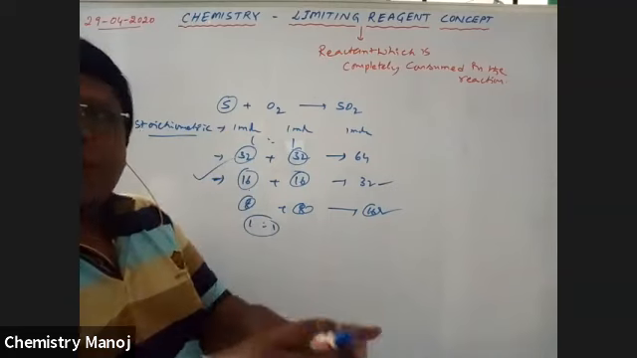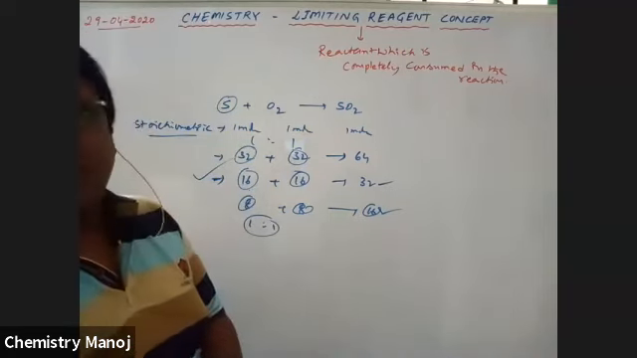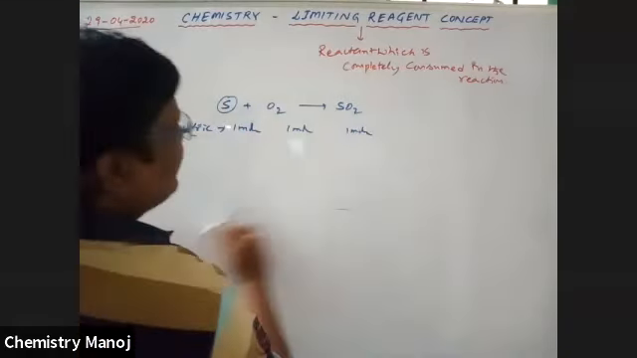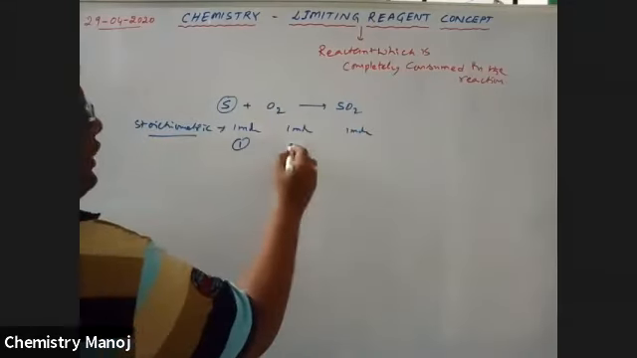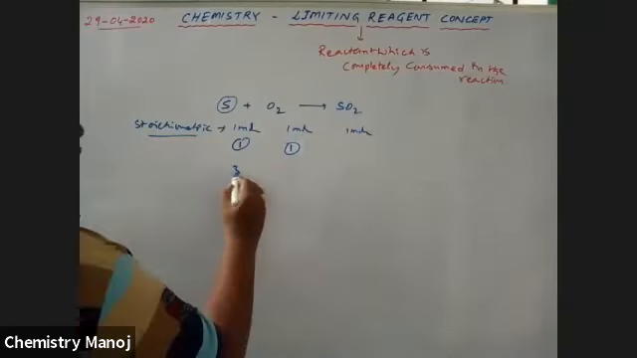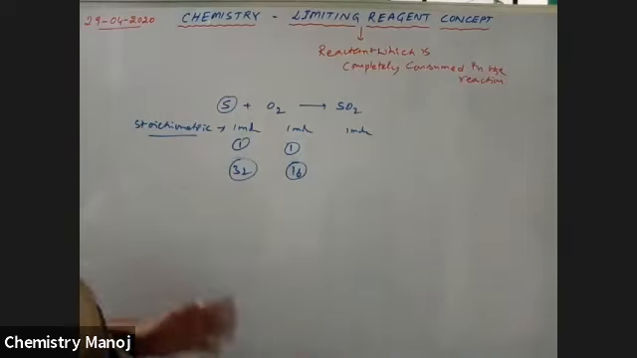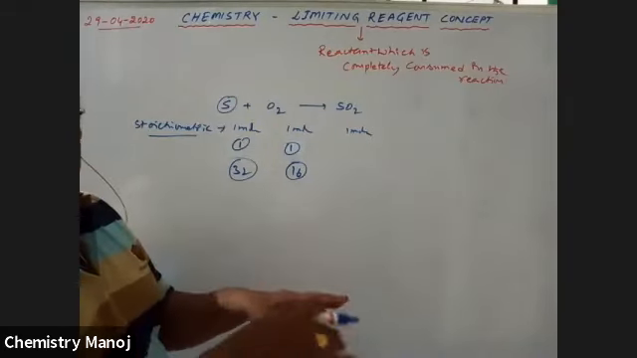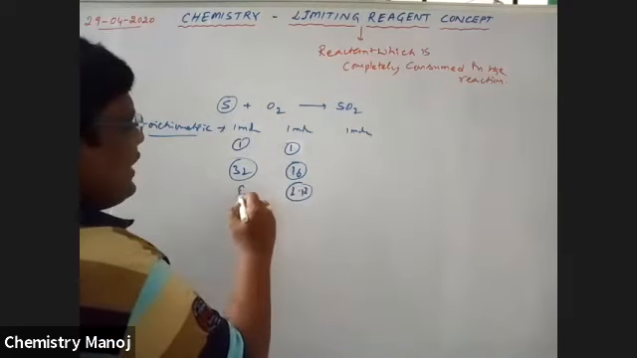If non-stoichiometric amounts are added, for example, the ratio of sulfur and oxygen is in the weight ratio 1:1, but now here 32 grams and here 16 grams are added. Is it stoichiometric or non-stoichiometric? Non-stoichiometric. Now, one is limiting reagent and one is excess reagent. This is limiting reagent, this is excess reagent.